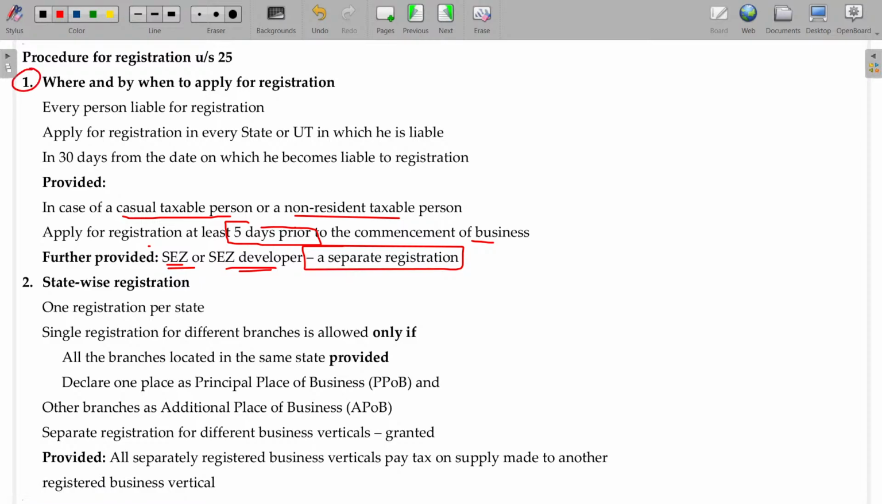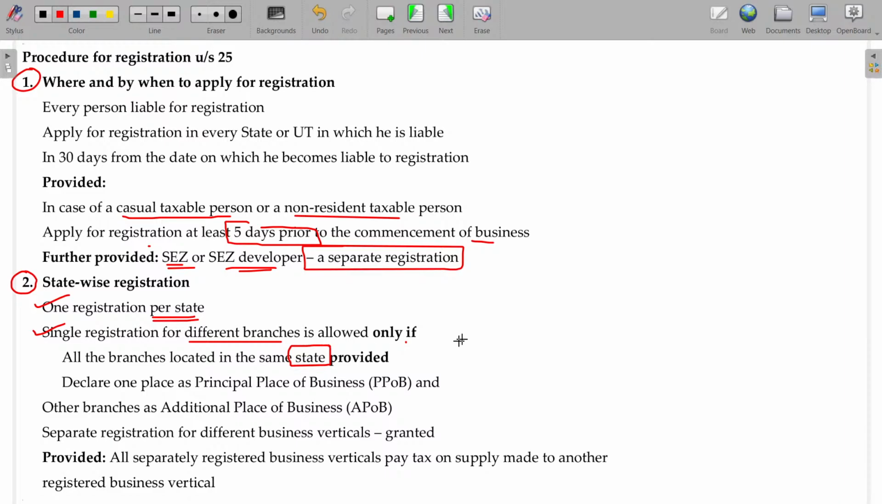Procedure for registration. Second, registration should be state-wise. You are not applying nationwide, only for every state. If you operate in 3 or 4 different states, you have to apply separately for each and every state and union territory. One registration per state. If you are operating in multiple districts in the state, no problem, you can have only one registration. But if you operate in 2 different states, then you need to have 2 different registrations. Single registration for different branches is allowed only if all branches are located in the same state.